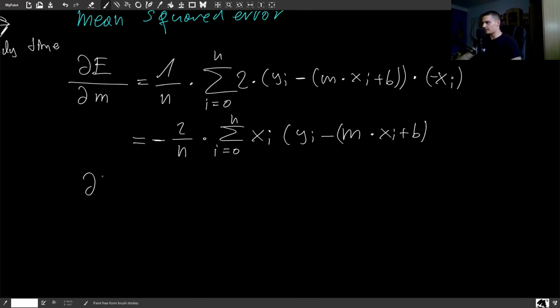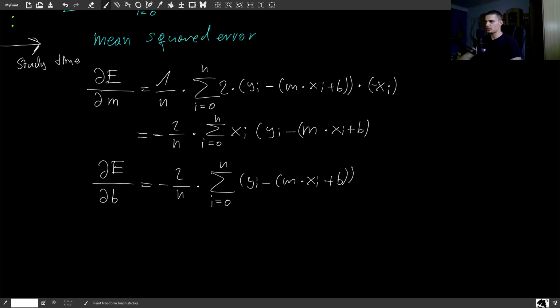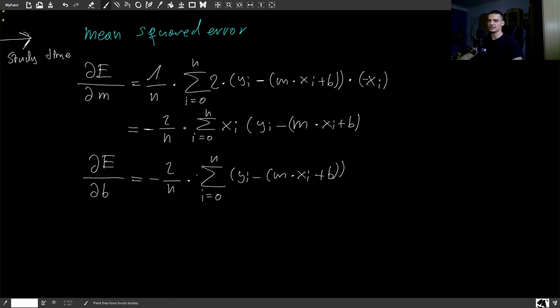Now let's do the same thing for b. It's basically the same, but the difference is that we don't have the x_i because here we don't have a factor. So we basically have negative 2 divided by n times the sum from i to n of y_i minus (m times x_i plus b). That is it. And those two things give us the direction of the steepest ascent with respect to m and b. And all we need to do now is go in the opposite direction. That's all we need to do.